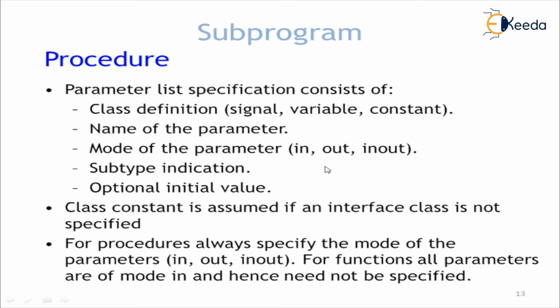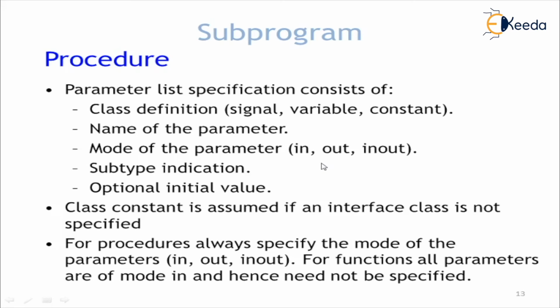So what are the meanings of parameters in the procedure? The parameter list specification consists of class definition. It may contain signal, variable and constant. Then the name of the parameter, then the mode of the parameter, subtype indication and optional initial value. So in a procedure we can declare many things under the parameter list. Class constant is assumed if an interface class is not specified. If there is no class specified, then it is by default assumed as a constant.